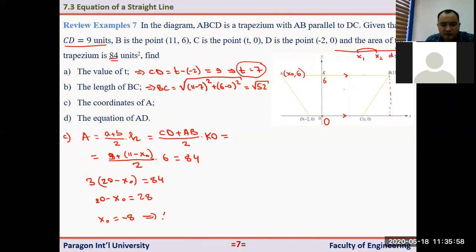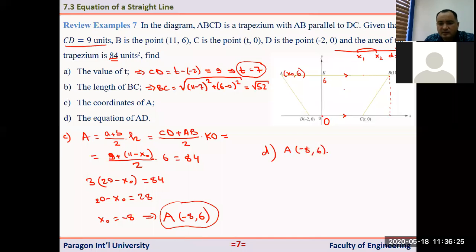So, coordinates of A, negative 8 and 6. Okay. Coordinates of A, negative 8 and 6. And the last question, D. Now I know the coordinates of A, negative 8 and 6, and we know the coordinates of D, it is negative 2 and 0.